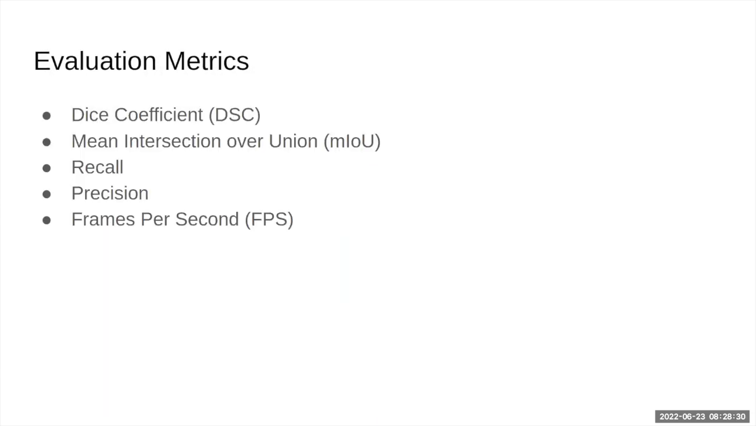But anyway, let's talk about the evaluation metrics for this model. They use dice coefficient, mean intersection over union, recall, and precision. Also frames per second, pretty good metric. But I don't really know what dice coefficient is or mean intersection over union. So we did a little bit of research, and we're going to tell you right now.